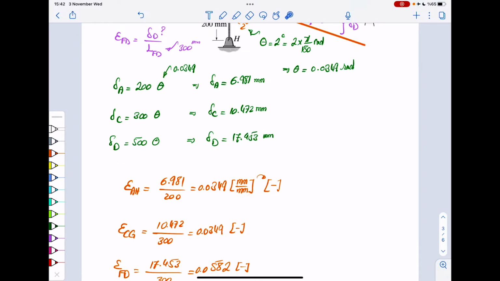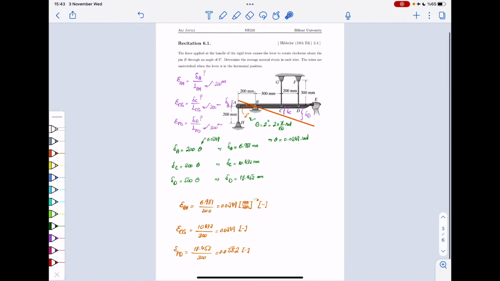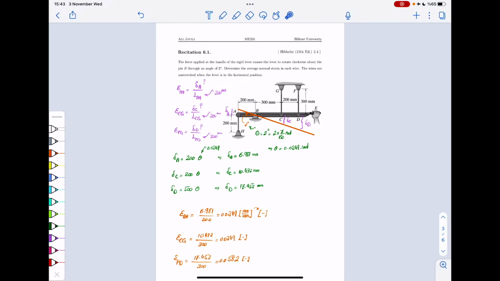All right. Okay, so is that clear? All right, this is the first exercise for today.